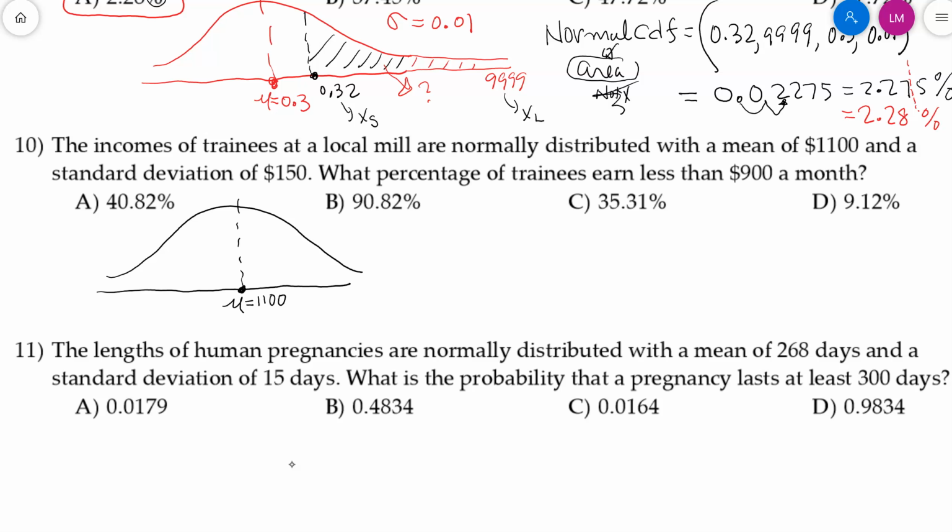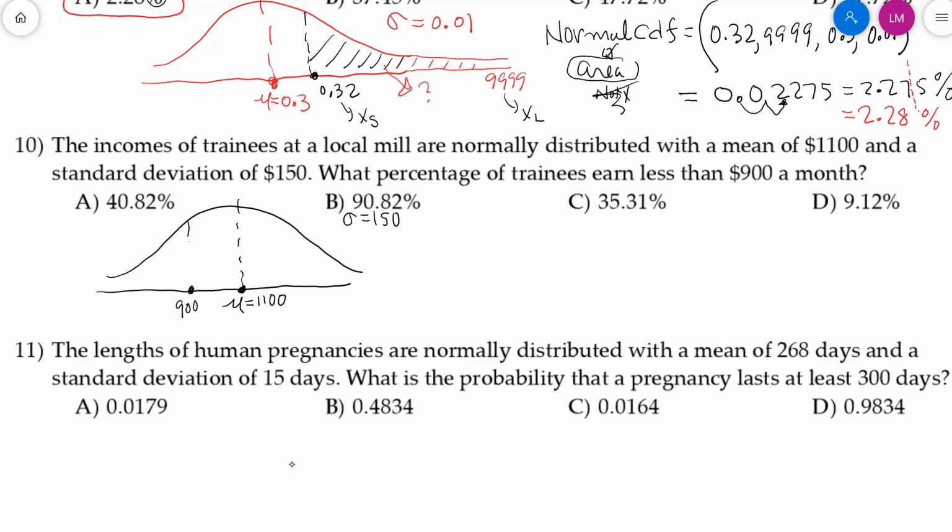All right. So the mean is 1100, and the standard deviation is 150. Now, what percentage of trainees earn less than 900 a month? This point is 1100, so 900 is somewhere to the left, less. Okay, this is 900. Now you just have to be reasonable. I'll explain later where you put the points. Most important is that 900 is to the left of the mean. The rest of it, your calculator will take care of.